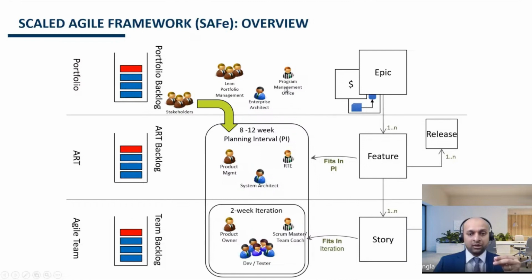The program management office manages the ART metrics which come from various RTEs. They record those metrics, and they provide the various measurements at portfolio level. The lean portfolio management's role is basically to help prioritize the epics, to provide the budget for the epics, and to prioritize which epics will be built in what order.